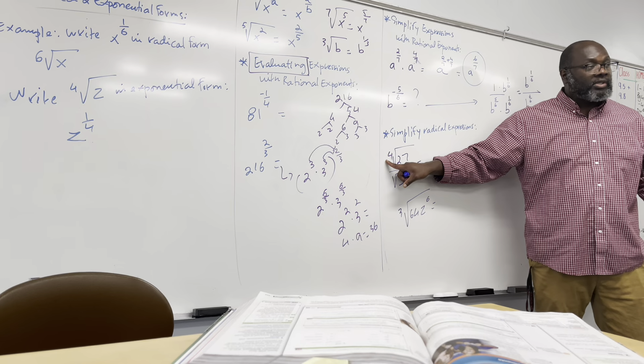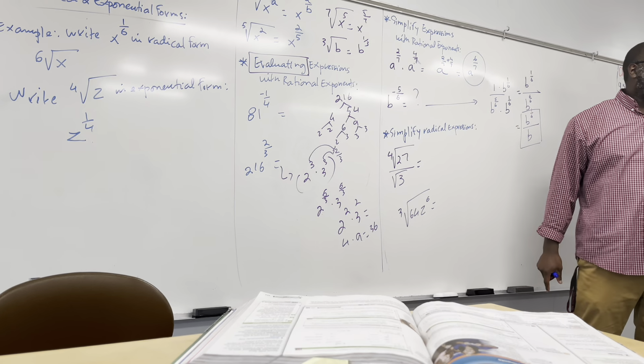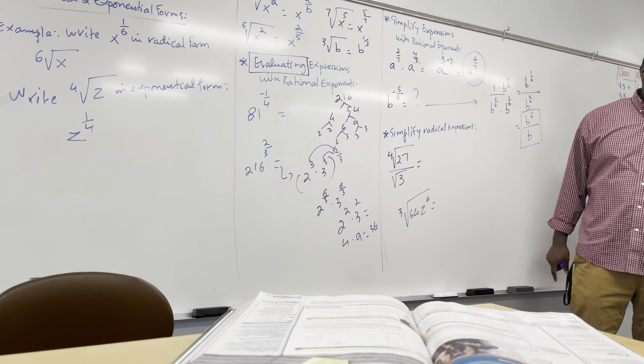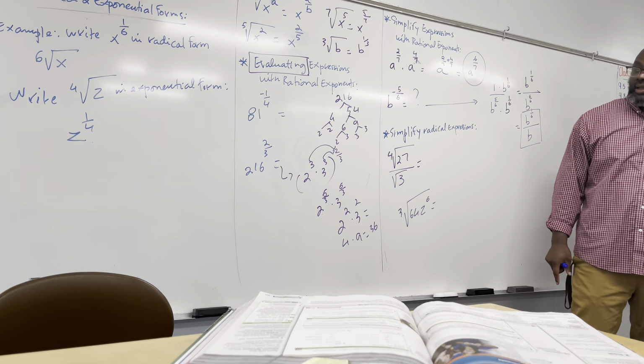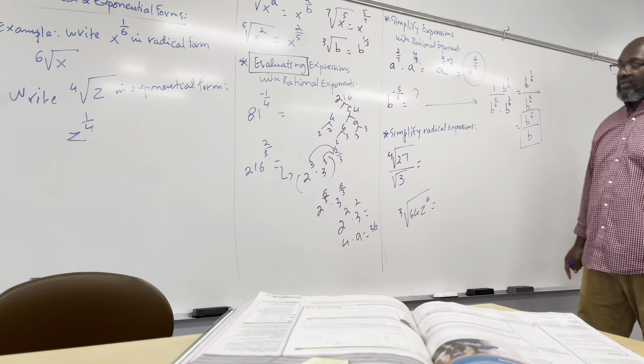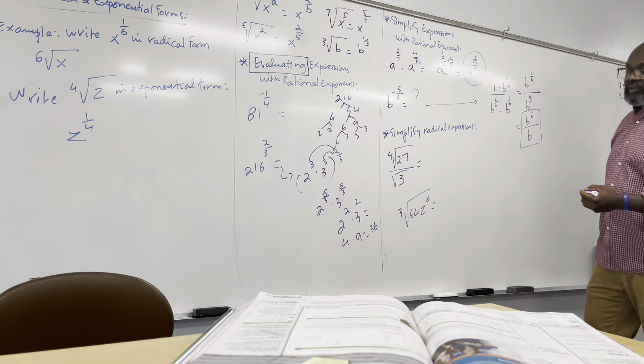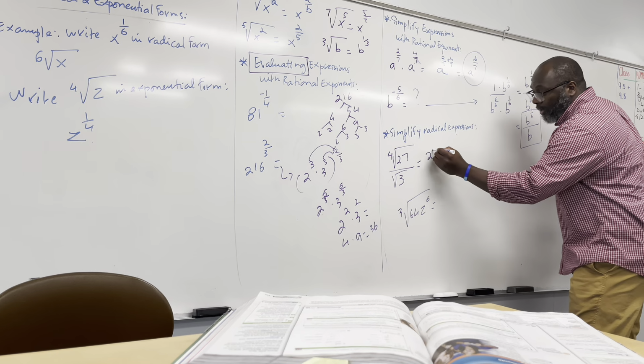So now what we do is this. We're going to use the exponential form. So how do I write 27? 4th root of 27, 27 to the power of what?